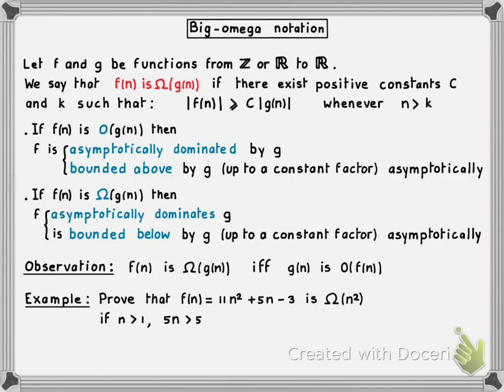For example, if n is greater than 1, then 5n is greater than 5. We can subtract 3 from both sides of the inequality. And we just proved that in this case, this quantity is positive because it's greater than 2. So in conclusion, f of n then must be greater than 11 times n squared when n is greater than 1. So we just found two witnesses, namely c is equal to 11 and k is equal to 1, to prove this big omega relationship. And that concludes our proof.